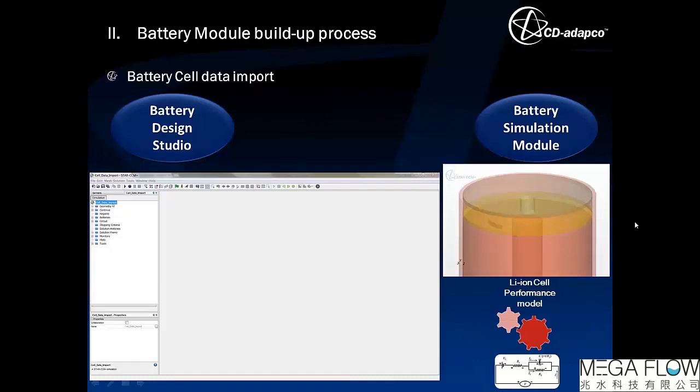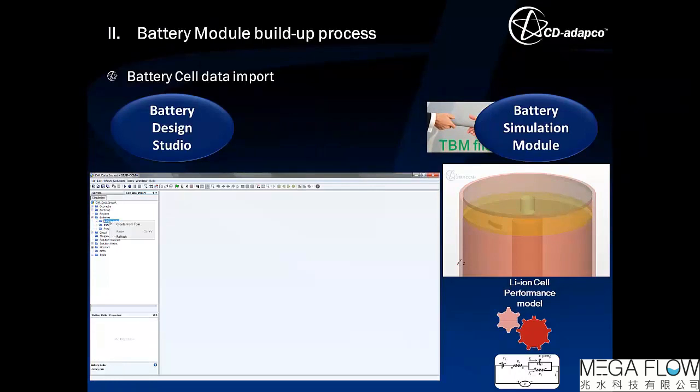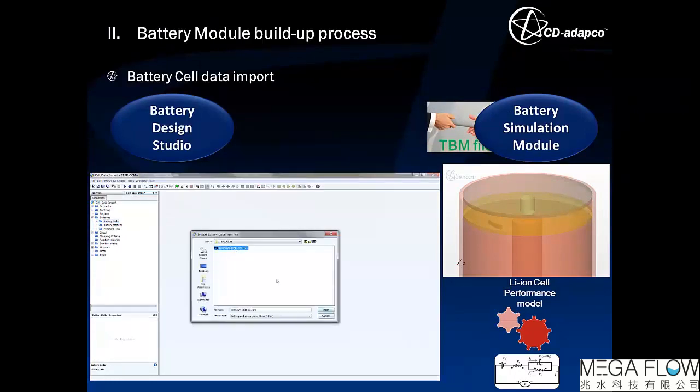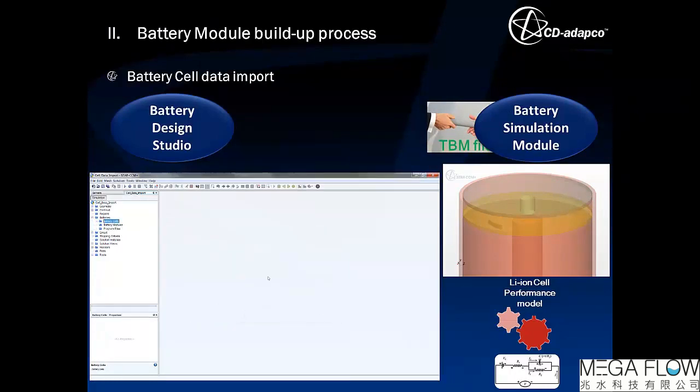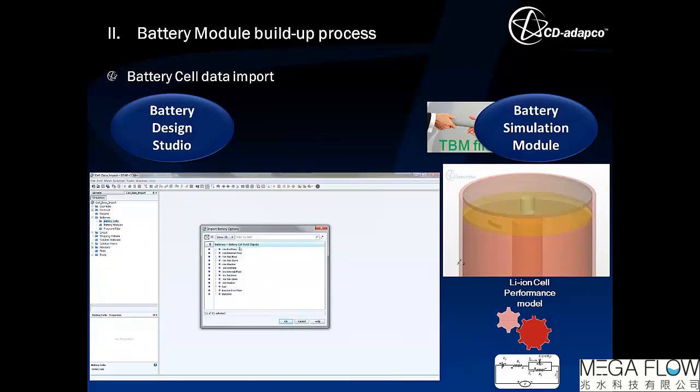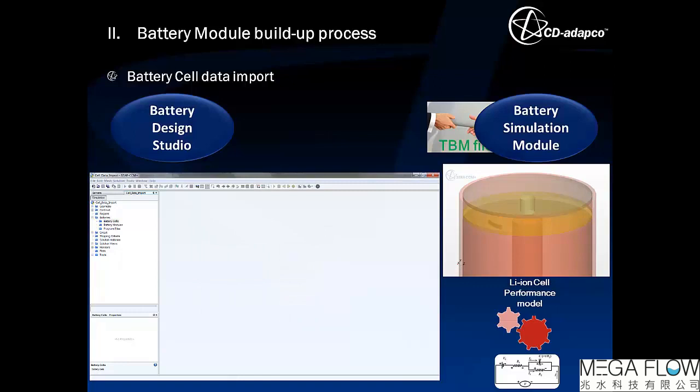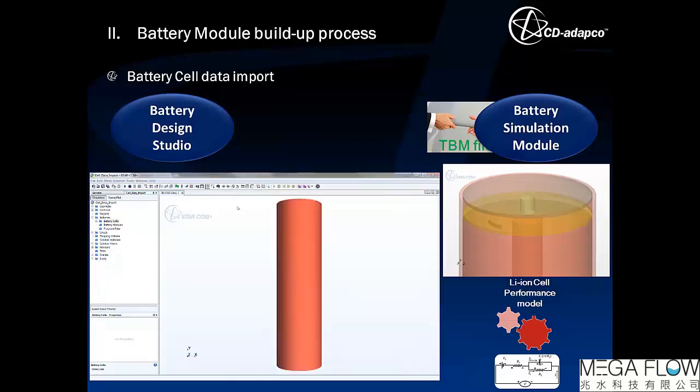Importing the cell into the Star-CCM+ Battery Simulation Module is a rather straightforward process. All I need to do is select this file and add it to my simulation. By adding the file, I decide whether I want to build all the components of that cell, and I want to do this: can, tabs, etc. And in a matter of seconds, I can obtain a 3D representation of that battery cell.